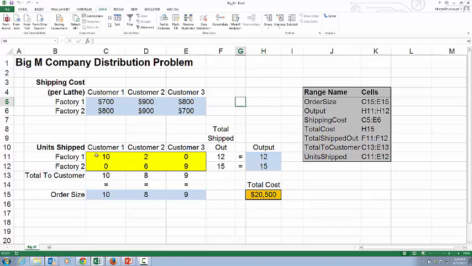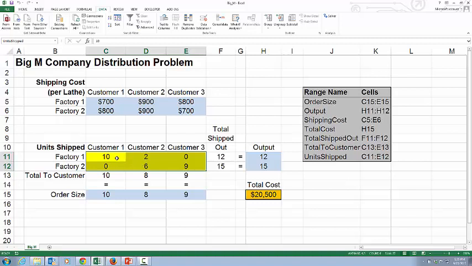So the decisions we're trying to make are how many lathes should be shipped from each factory to each customer. Again, there's a total of 6 possible combinations of factory to customer shipments, and these values in yellow are truly what we're trying to solve for.